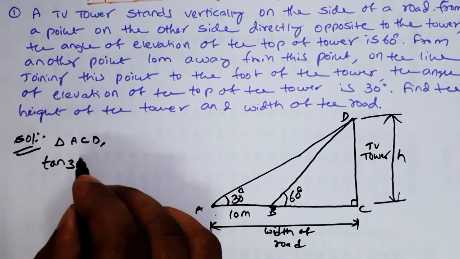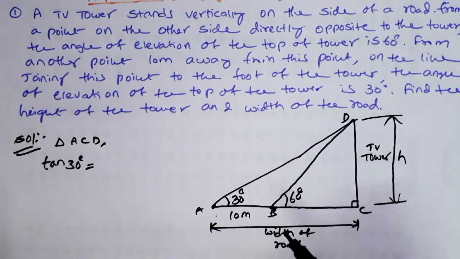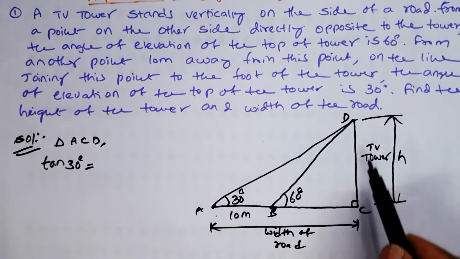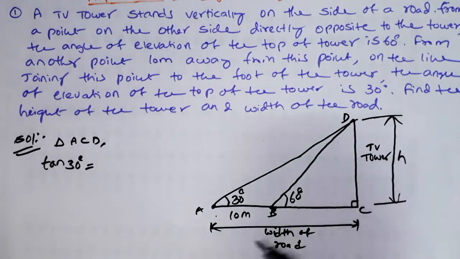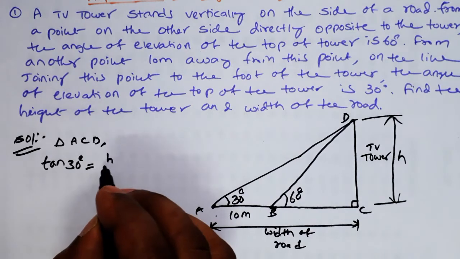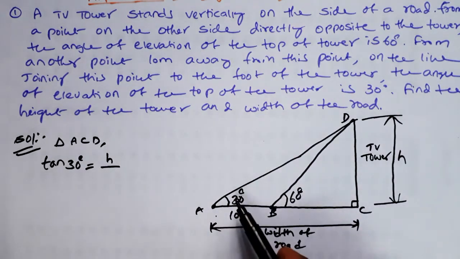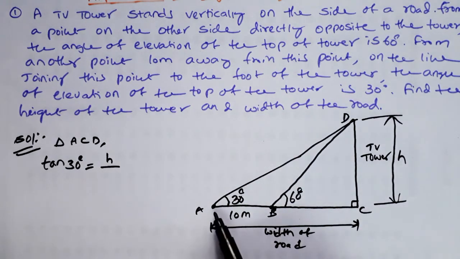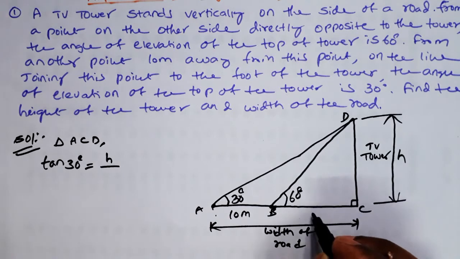Tan 30 degrees equals, so what is the general formula for tan? Opposite over adjacent. For 30 degrees in this triangle, the opposite side is CD, which is H, divided by the adjacent side. From A to B we have 10, and BC we don't have anything, so let us take it as X.